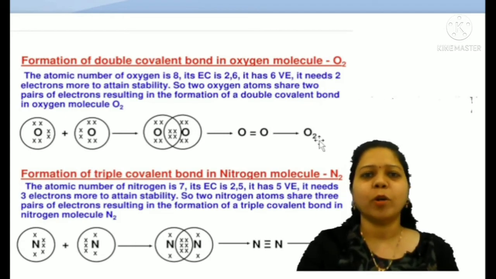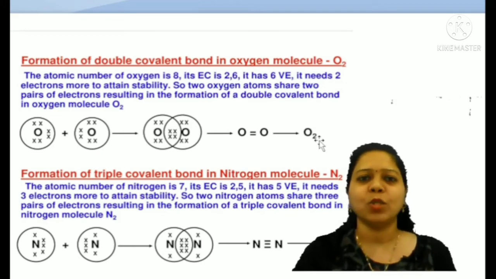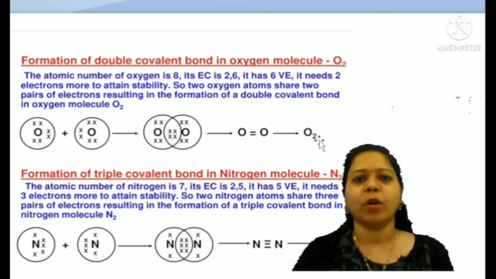The bond which is formed because of sharing of 4 electrons or 2 pairs of electrons is known as a double covalent bond. In this way, the oxygen molecule forms a double covalent bond.